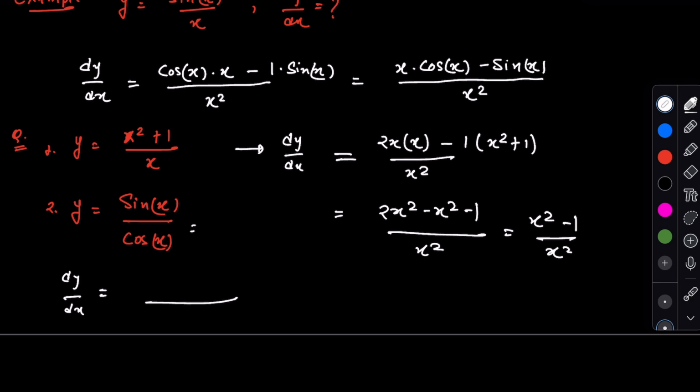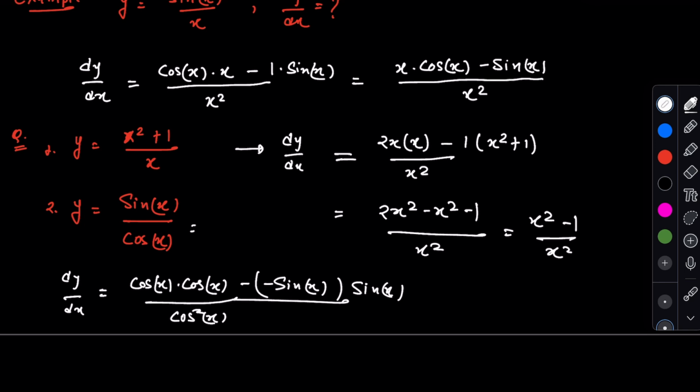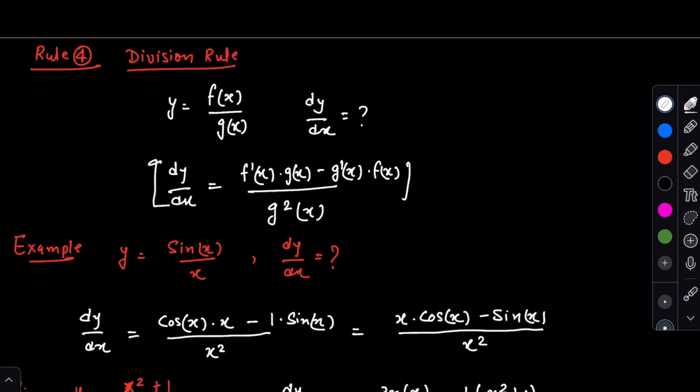So the cos x we keep in the denominator, so cos square x, and the sin x differentiation is cos x times cos x, minus, and then there is this cos x differentiation, which is minus sin x, times sin x. So basically you get cos square x plus sin square x divided by cos square x, which is basically secant square x. Okay, like this you can do the differentiation with the help of the division rule.